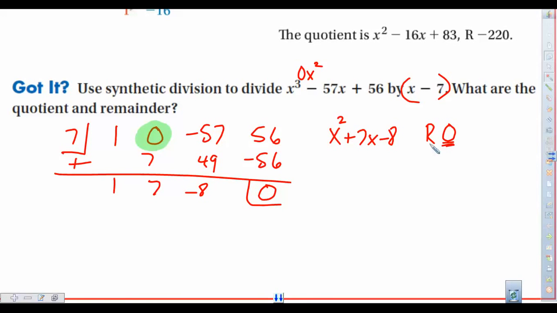So what someone would ask you is say, hey, is x minus 7 a factor of x cubed minus 57x plus 56? Your answer would be, why, yes. Yes, it is.